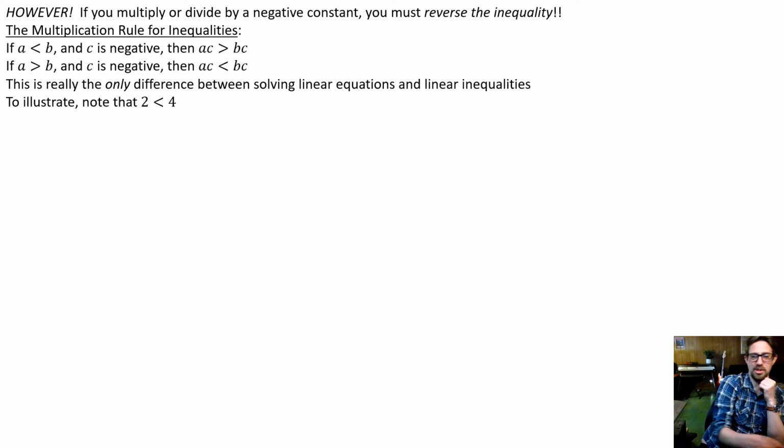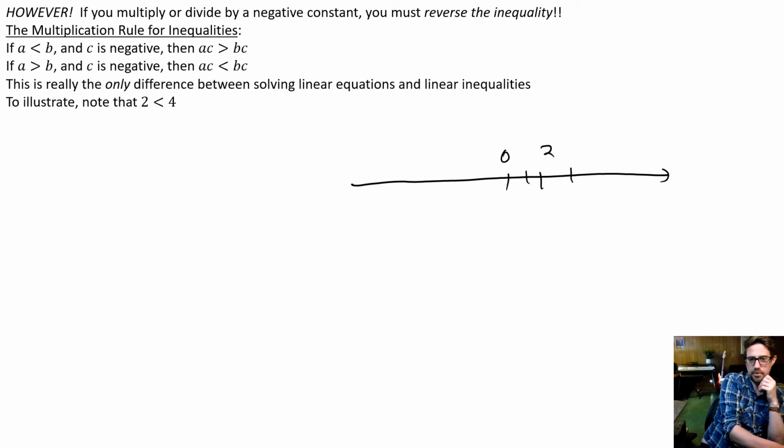So let me draw a picture to illustrate that, right? A picture is worth 1,000 words. So when you multiply by a number, here's 2 and here's 4. I think we will all agree that 2 is less than 4. Okay, that's one thing we can all agree on. So now look at what happens if you multiply both of those by a negative number.